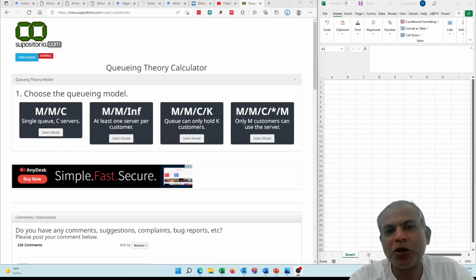I am in a good mood today, so I'm going to spare you the taxing task of using basic mathematical formulas for waiting line calculations. Instead, we are going to use this calculator which does all the calculations for us. It offers these four options that you can see on the screen, but we will go with option one, which is the M/M/C model that I have explained in the previous video.